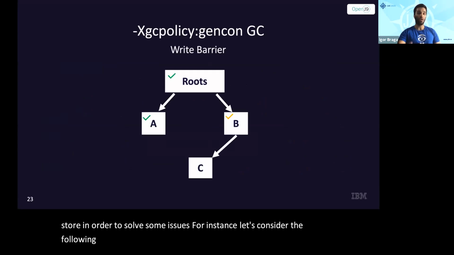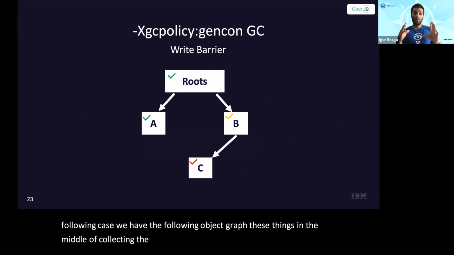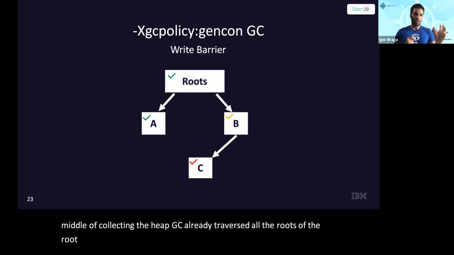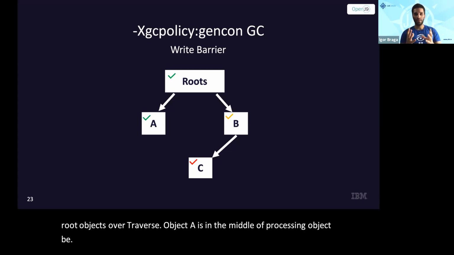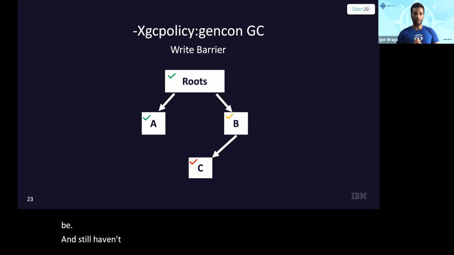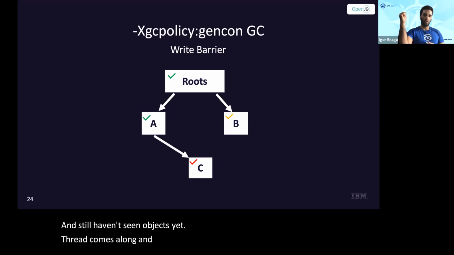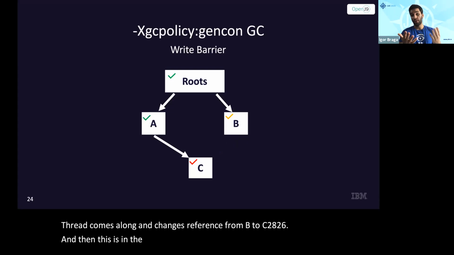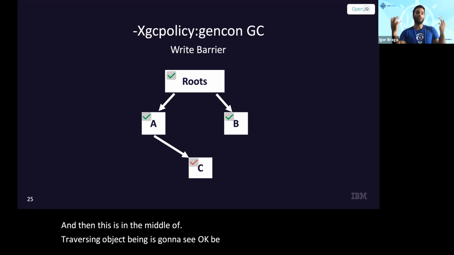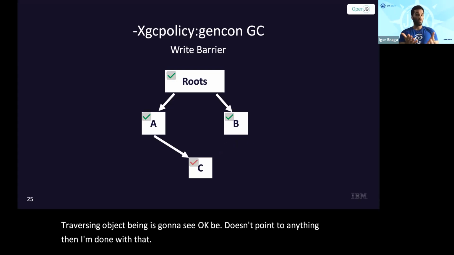We have the following object graph. GC is in the middle of collecting the heap. GC already traversed all the roots, all the root objects, already traversed object A, is in the middle of processing object B, and still hasn't seen object C yet. A thread comes along and changes the reference from B to C to A to C. Then GC is in the middle of traversing object B and is going to say, okay, B doesn't point to anything, then I'm done with that. Then that's the resulting object graph.